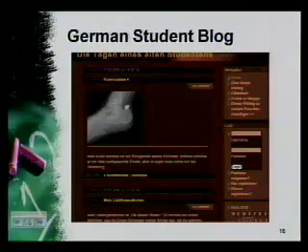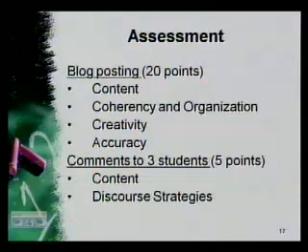This particular student's cousin happened to be in Iraq and got a piece of shrapnel stuck in his ankle, and he talks about a personal story related to that. So those are some examples of what the students did in both of the language-specific projects.